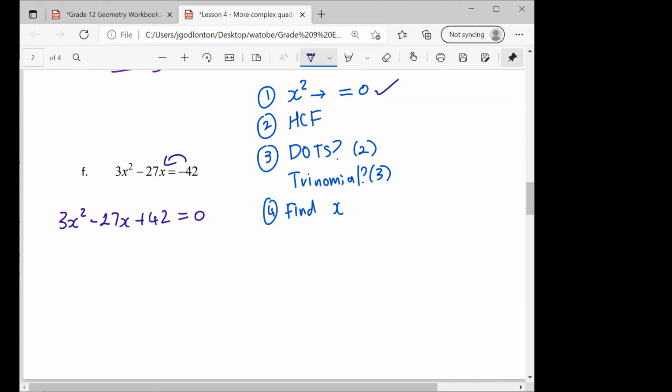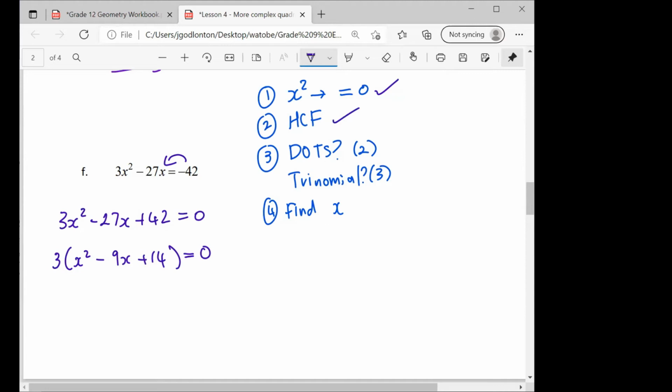Next step is we want to see, do we have a highest common factor? And in our case, our highest common factor is 3. So we're going to take 3 out. And I'd be left with x squared minus 9x plus 14, close brackets, is equal to 0. Cool. We've taken out the highest common factor.